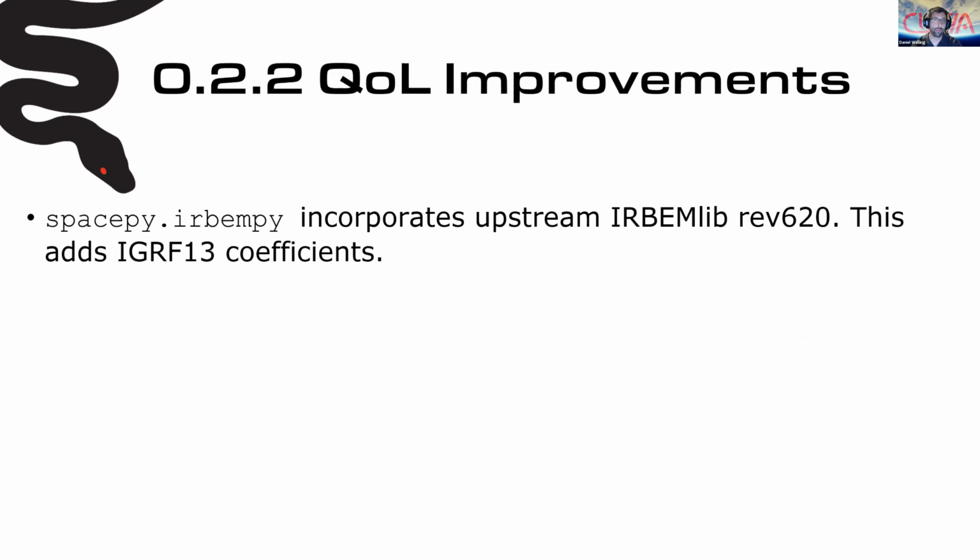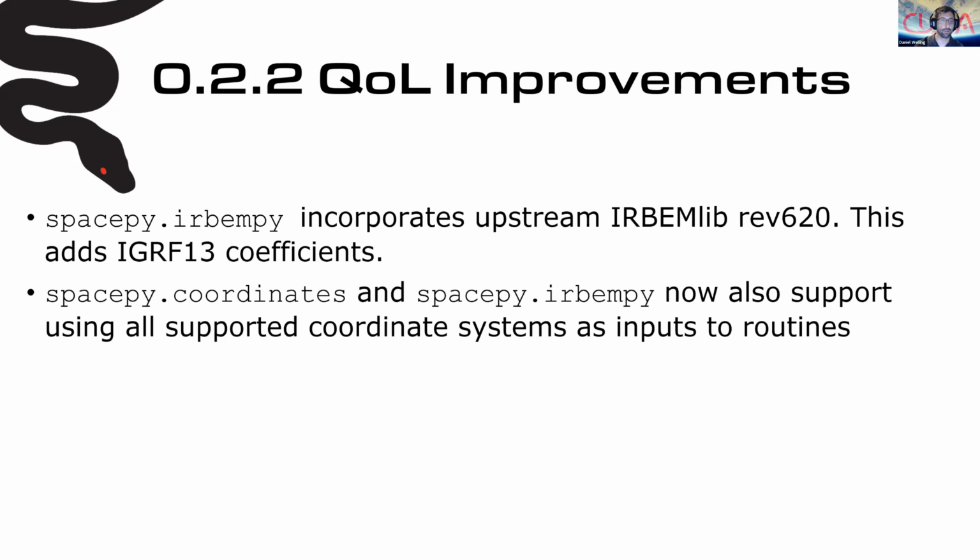0.2.2 has a host of quality of life improvements in terms of updating the upstream IRBEM library to revision 620. This gives us more up-to-date IGRF coefficients as well as some other things.